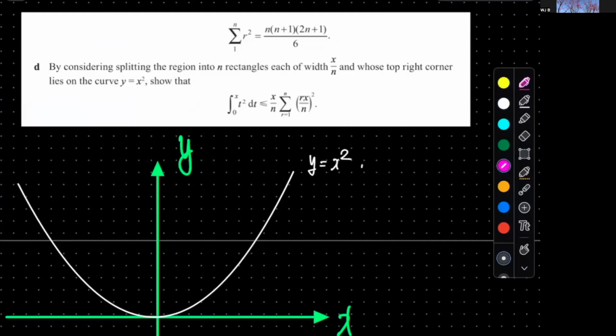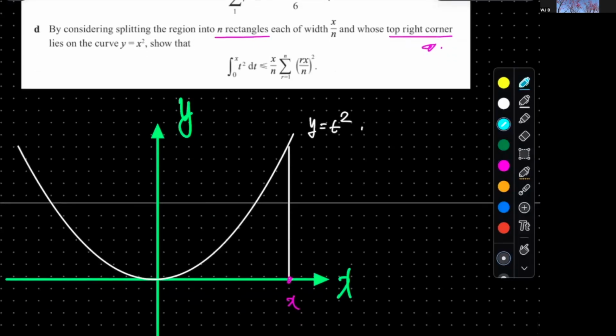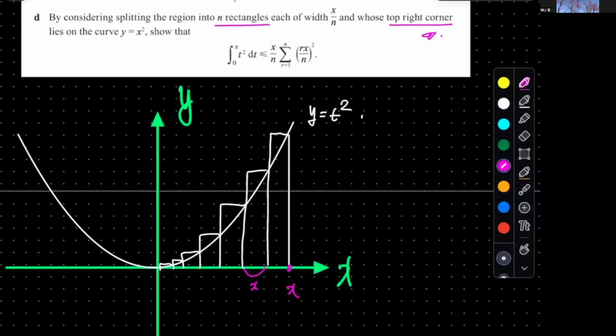And they ask you to put what sum? The right sum, because the y value will come from the right corner. Sorry, let me put this as t squared, and the value I'm heading to is x. Then how many times is it asking me to split this up? It's asking me to split it into n rectangles. So any rectangle described by this n split is going to give you the same width. This width is going to be x over the number of times that I'm splitting, which is n. That's going to be my uniform width.